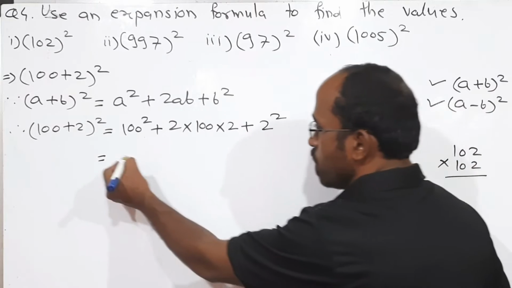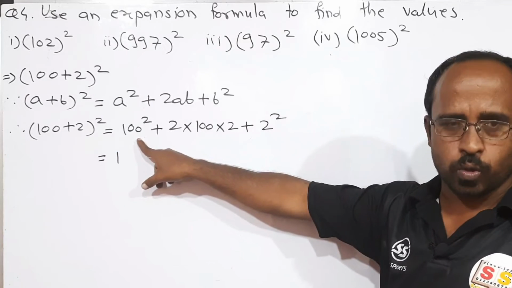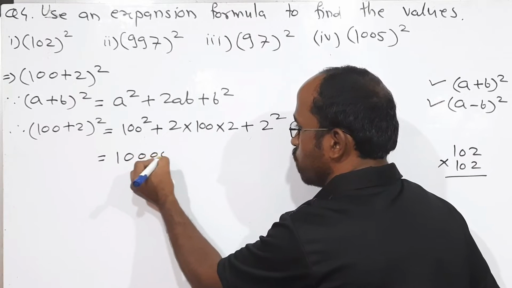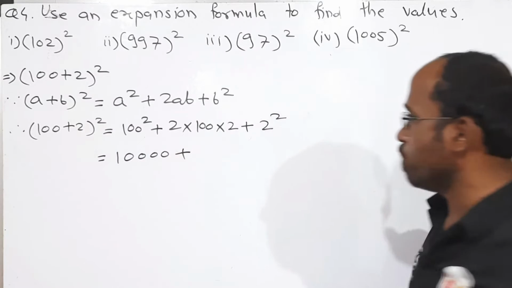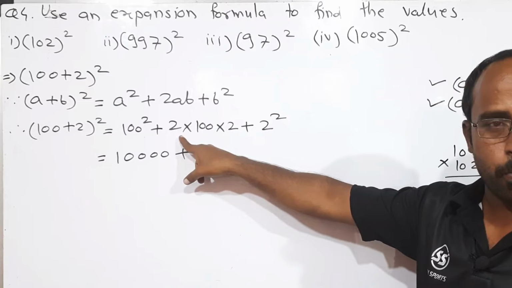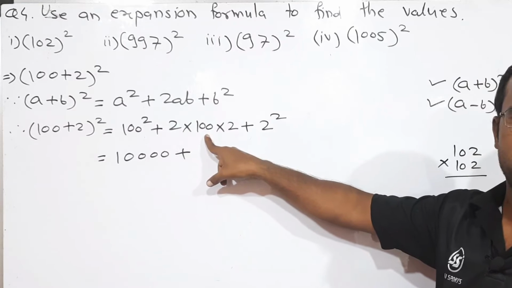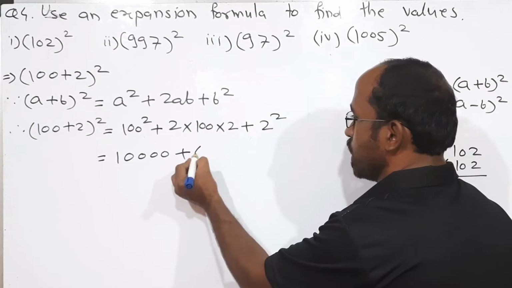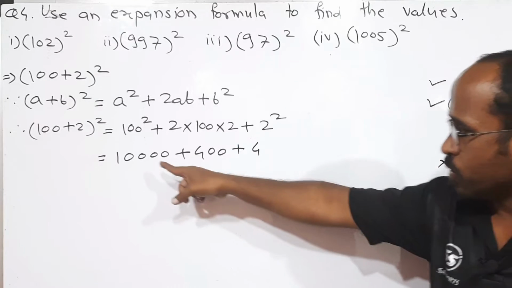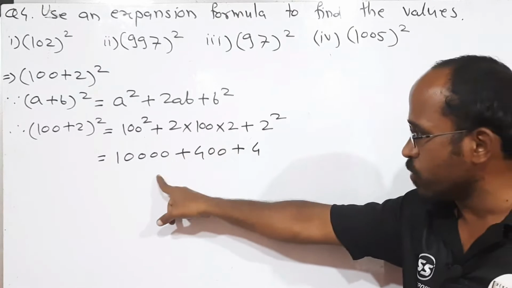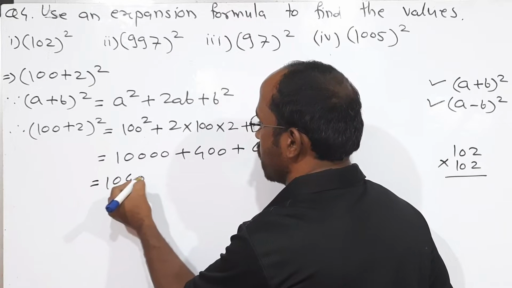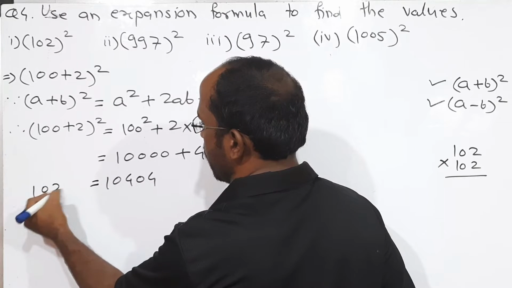Now see how easy this calculation is. 100 square, a number ending with 2 zeros, so its square will end with 4 zeros. That is 10,000, plus once again 2 multiplied by 100 multiplied by 2. It's easier. 2 2s are 4. 4 multiplied by 100 is 400. Easier task. So 10,000 plus 400 plus 2 square, which is 4. So this addition is 10,000 plus 400 plus 4 equals 10,404, which is the square of 102.